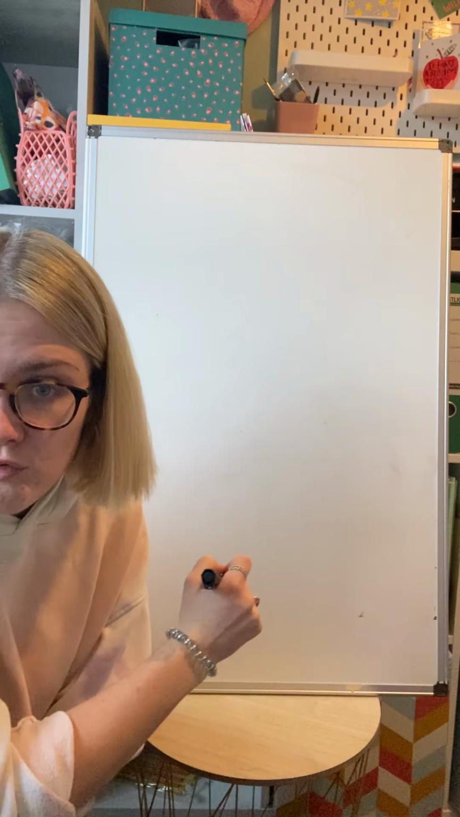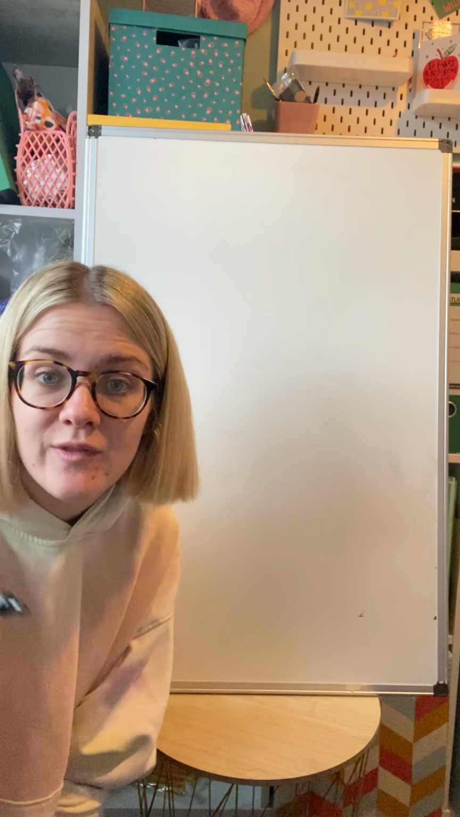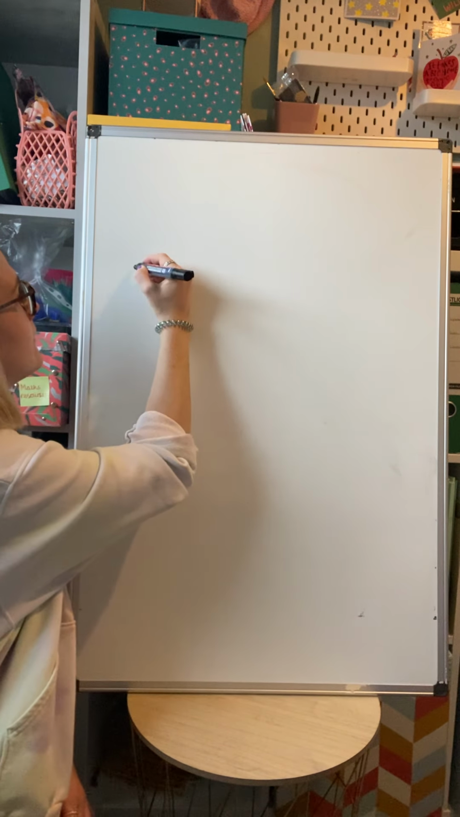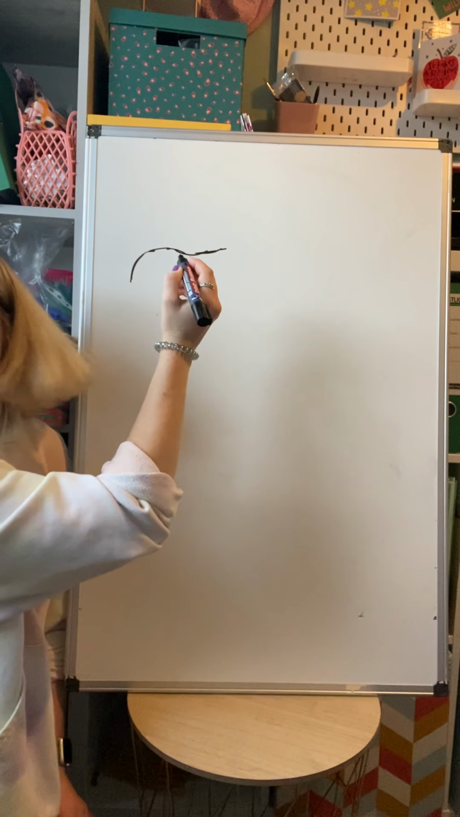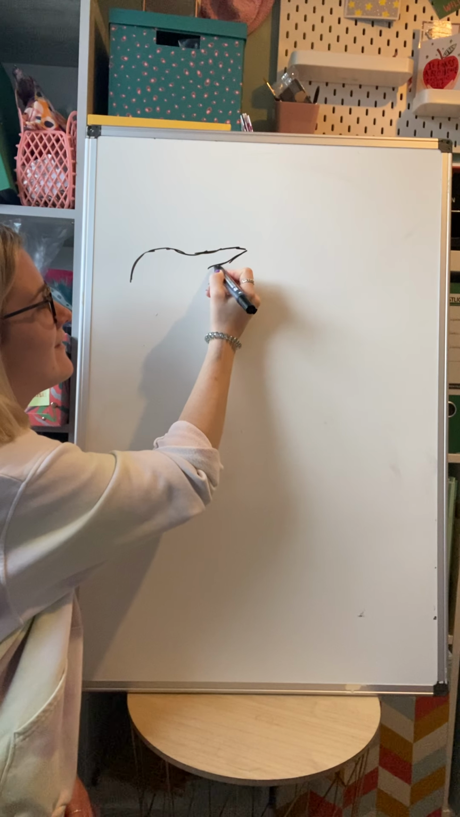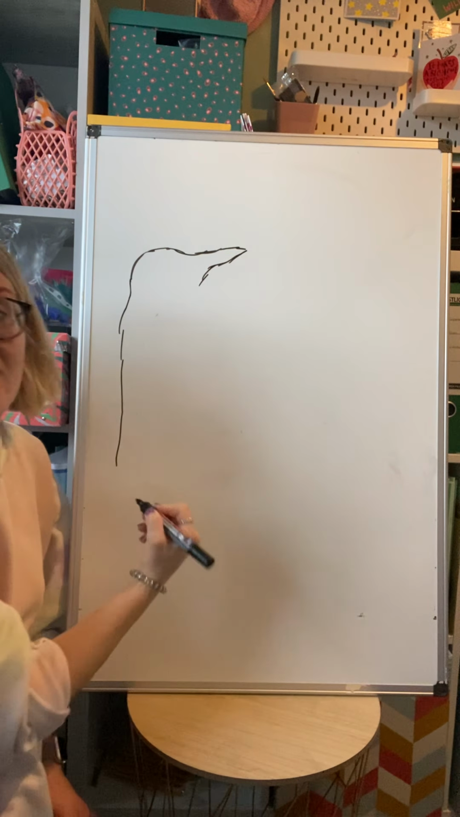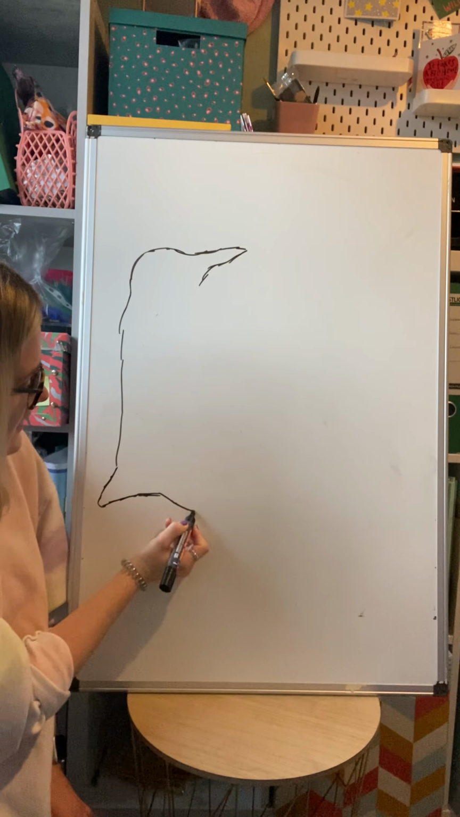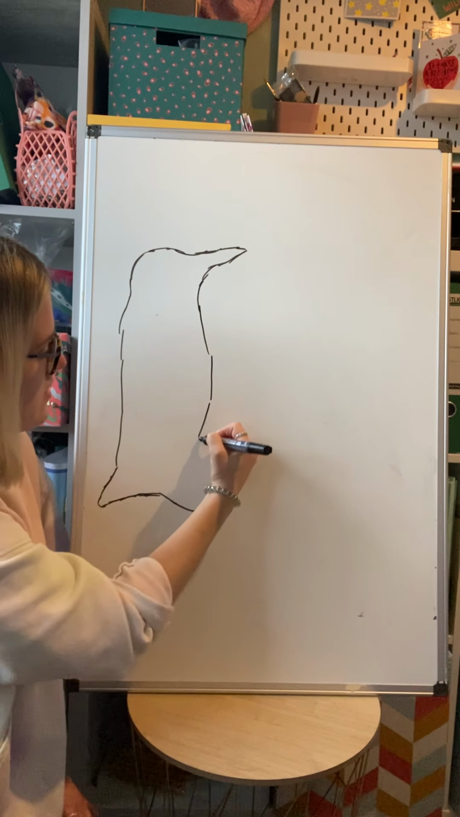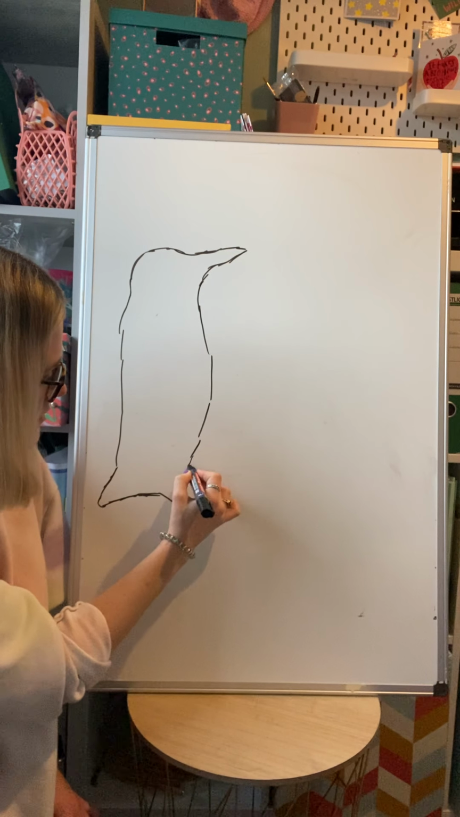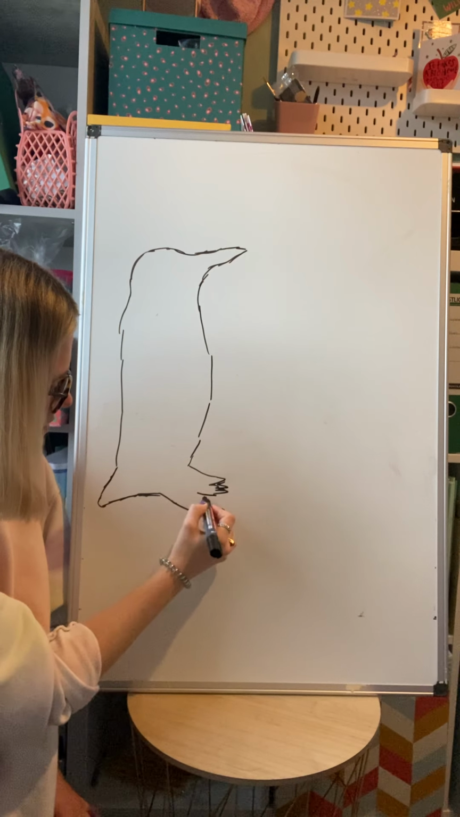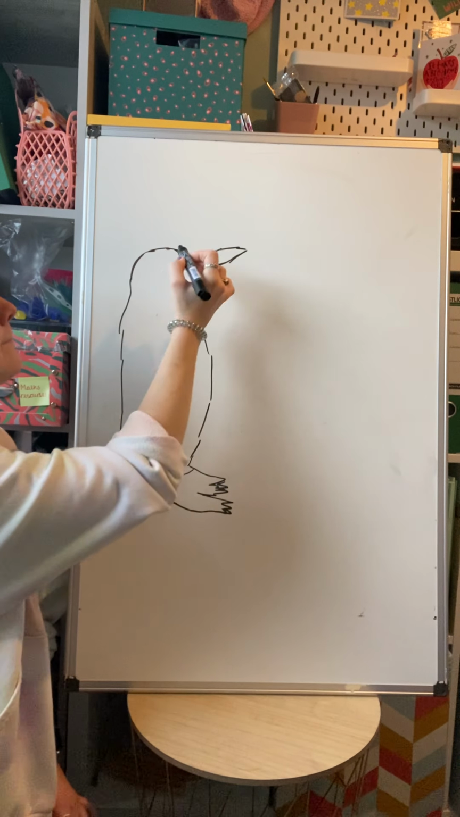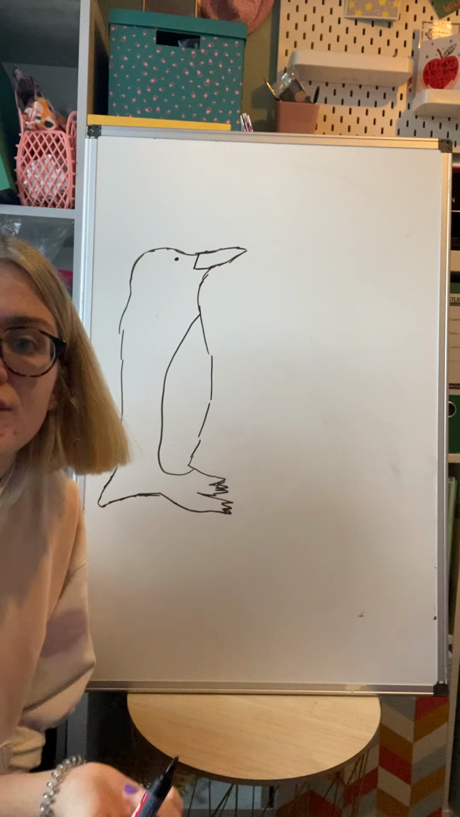So first thing I'm going to do is draw my penguin. You can either draw your penguin or print out the document that I've sent to you. So I'm going to have a go at drawing one. Let me have a look. And copying a picture or having a go. Add a little tail. Draw some feet. Here we go. So there's my penguin. And there's a beak. So that's my penguin.